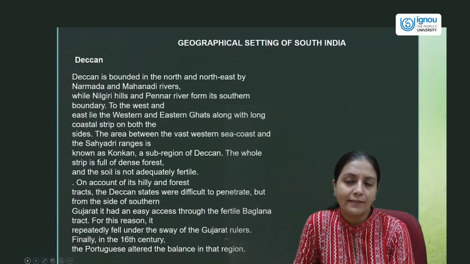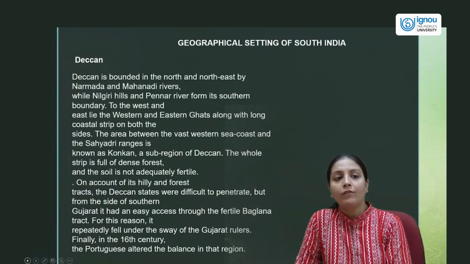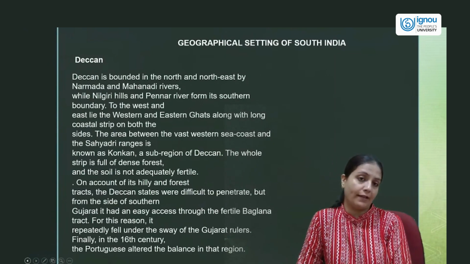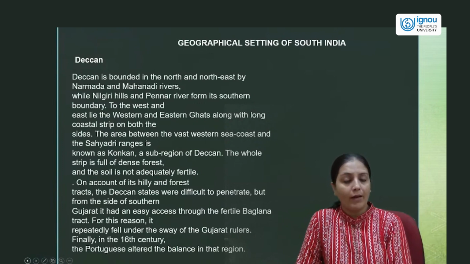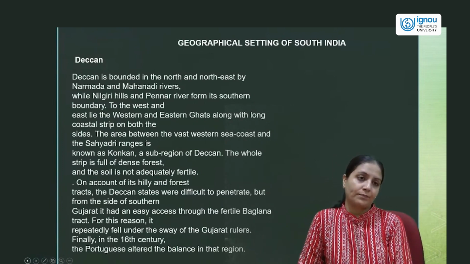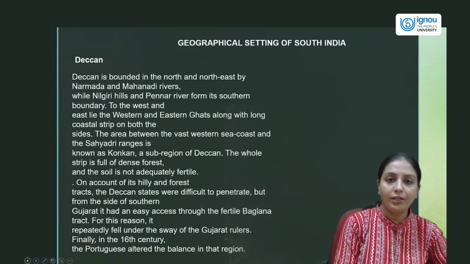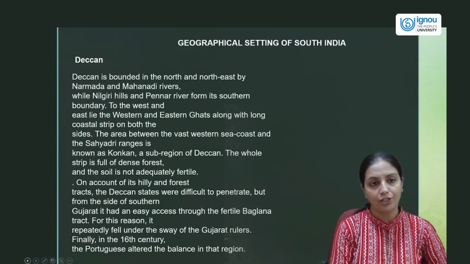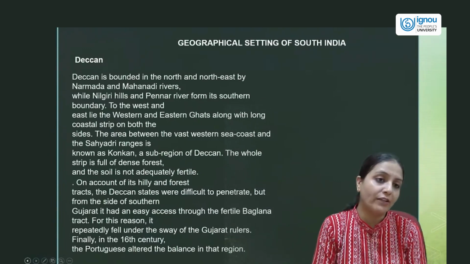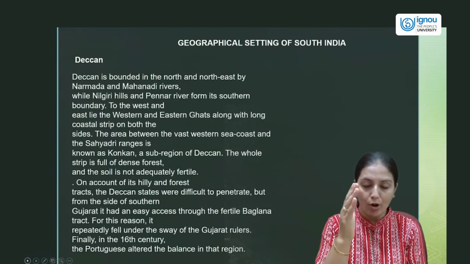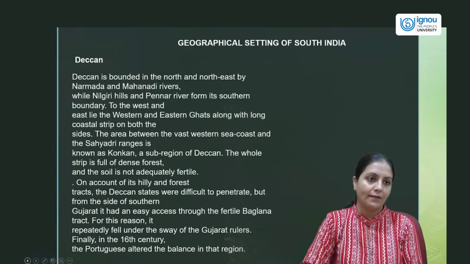What was the geographical setting of South India at that time? In the geographical setting of South India, we are going to study about the Deccan. The Deccan is bounded in the north and northeast by the Narmada and Mahanadi rivers. Because if we are going to study any particular area, then we need to know about the geographical condition of that area. To know about it, we need to know about the north, east, west, and south, and connected rivers.